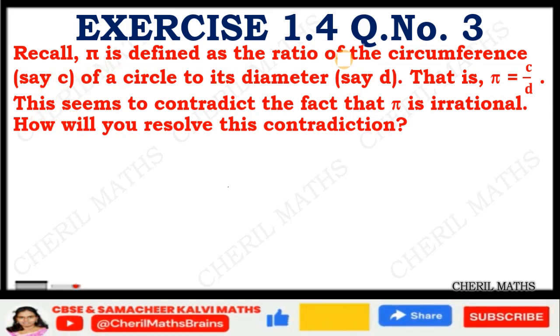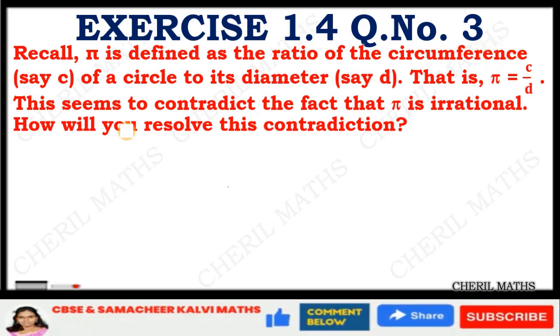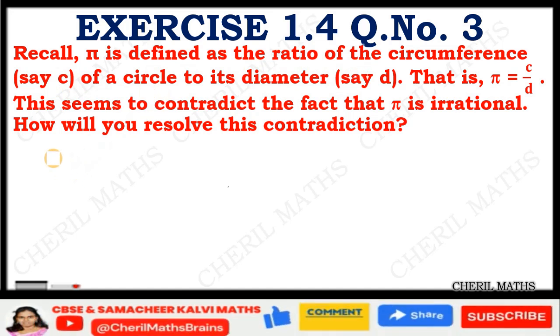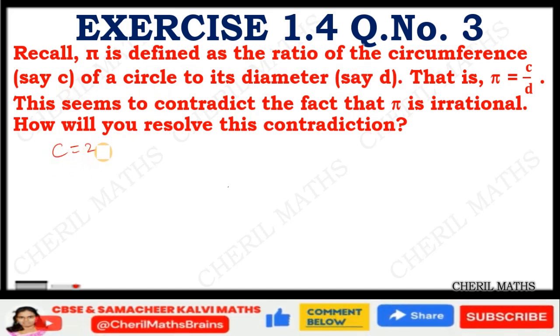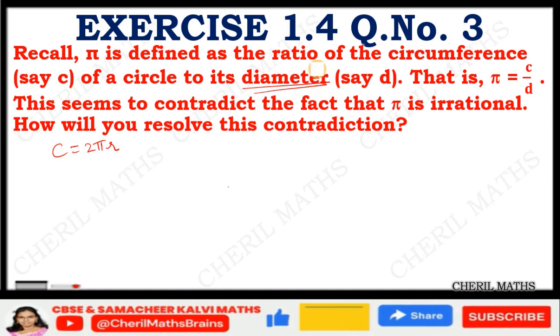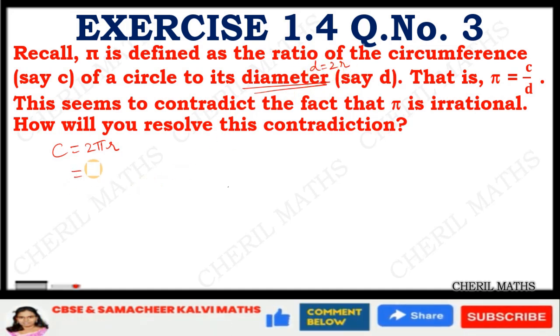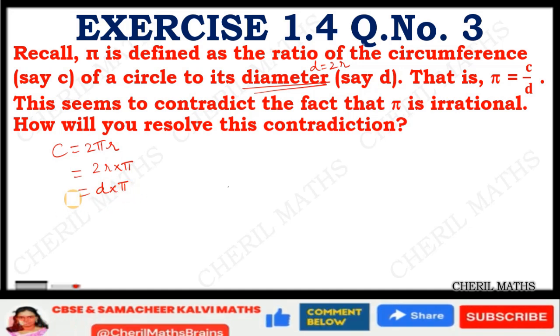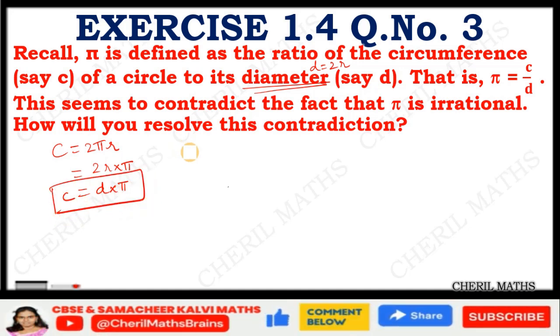Recall, pi is defined as the ratio of the circumference C of a circle to its diameter. We all know what circumference is: C is equal to 2 pi r. So what is the diameter? Diameter D is nothing but 2r. So I can write 2r into pi as D into pi. Isn't it, children? So C will be D into pi.